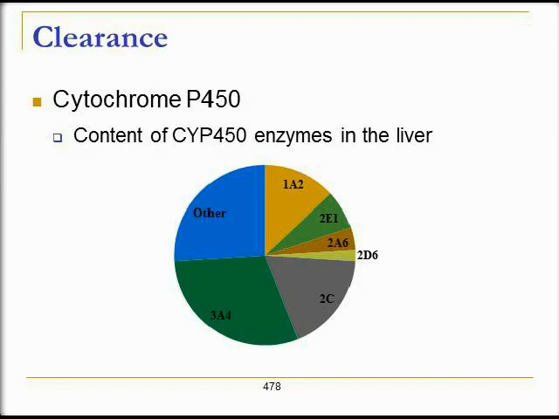If you look at content of cytochrome P450 enzymes in the liver, you can see the distribution there, and CYP3A4 makes up about 25% of the content of cytochrome P450 in the liver. And then you can see the other enzymes. You can see 2D6, which is a very clinically important cytochrome P450 enzyme, makes up just a small sliver of the total amount in the liver.